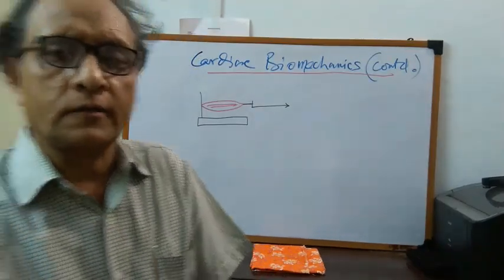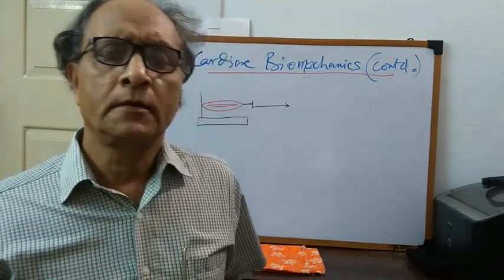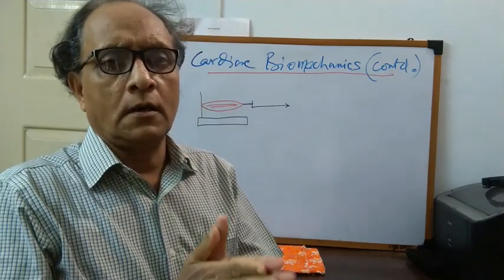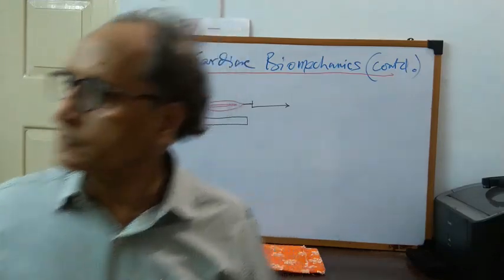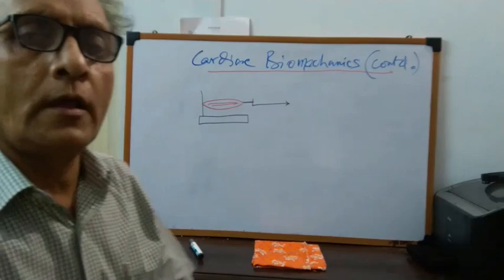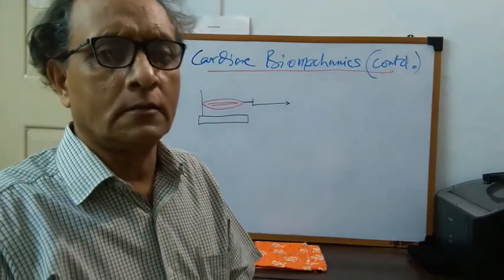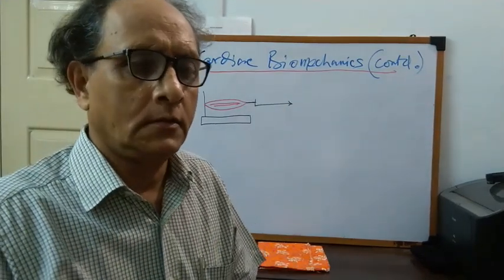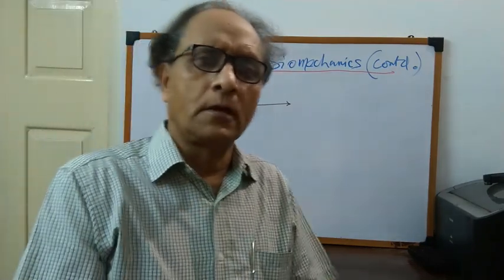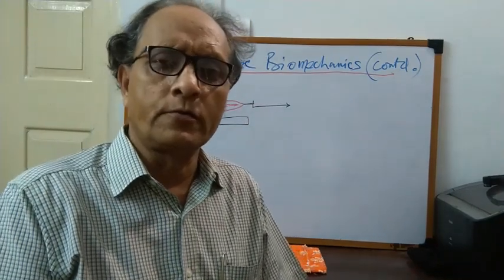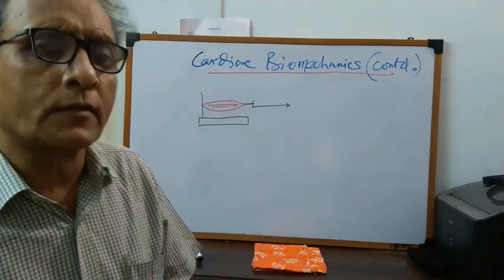So in my last class I mainly discussed the isometric relationship: how a muscle, when it contracts isometrically, behaves by generation of tension, what the pattern of that tension generation is, and what the mechanism of generation of such tension is, the contribution of the contractile component, the series elastic component, and the parallel elastic component.